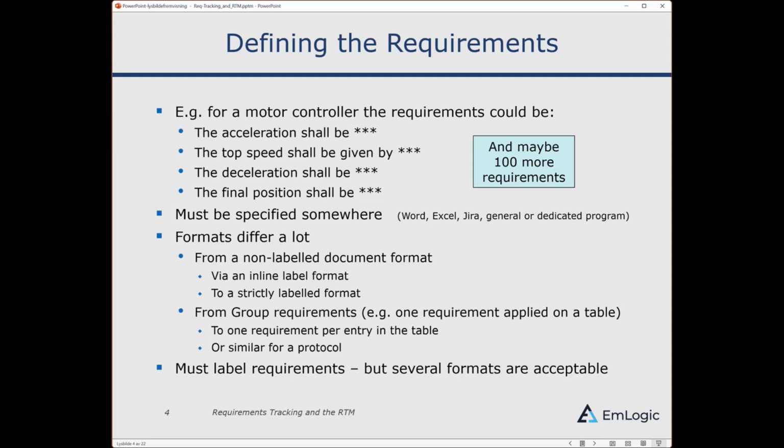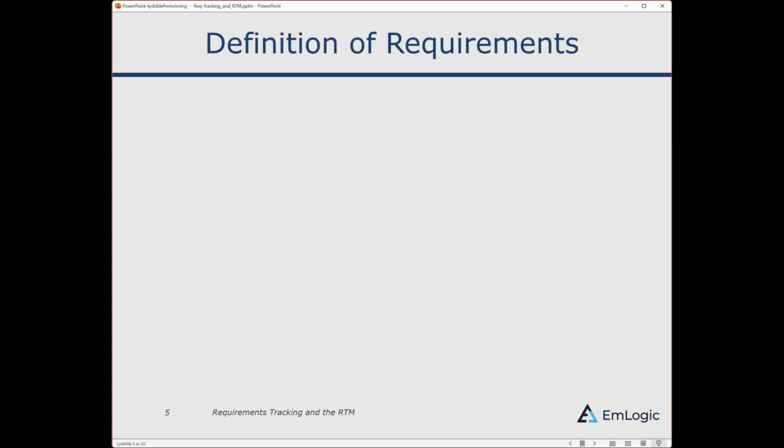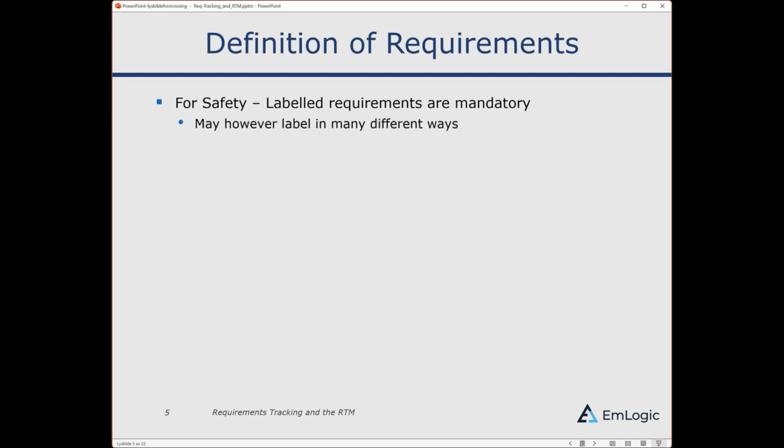We have to label the requirements, but again, there are also different formats that would be acceptable. Let's look at how we can define these requirements. So for safety, label requirements are definitely mandatory. But they can be labeled in many different ways. There is no strict rule to that.